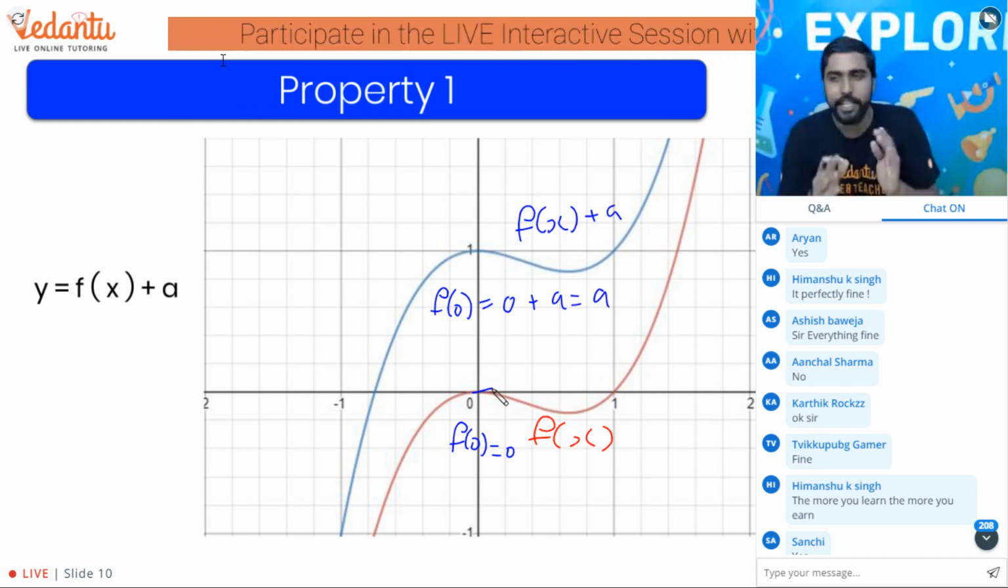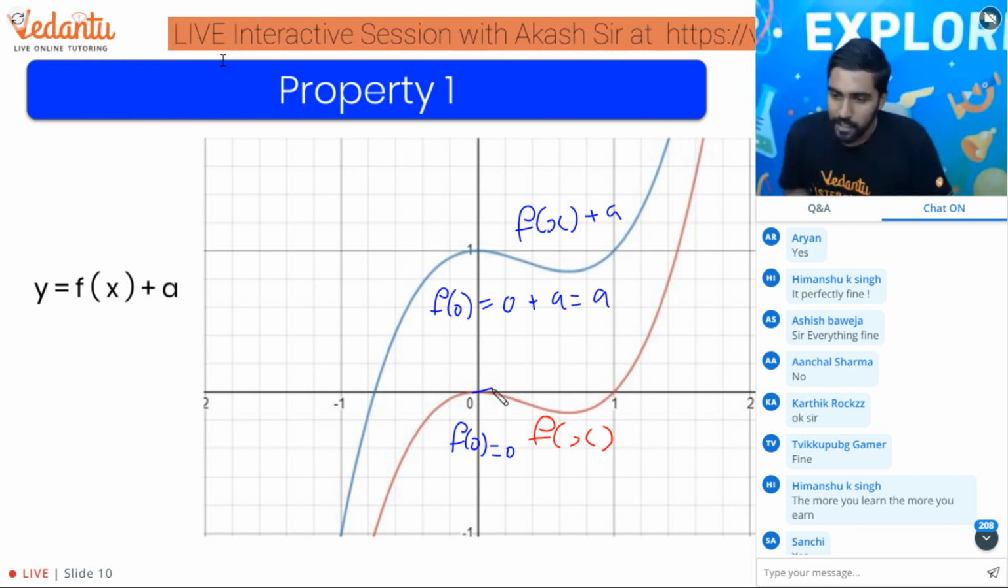This was a little bit tricky. You have to visualize it correctly. Yeah, this was moderate level. Still, it was easy.